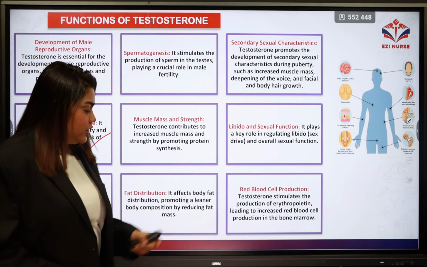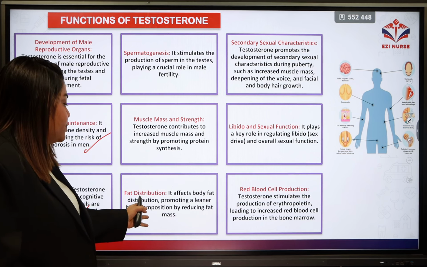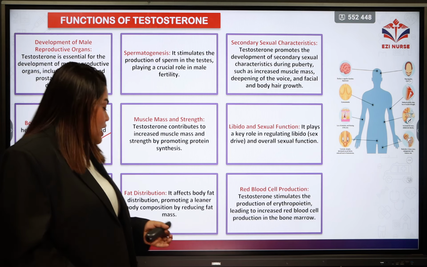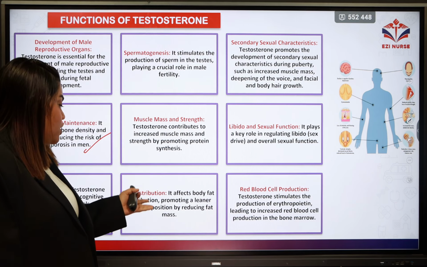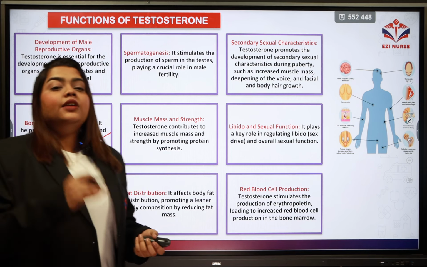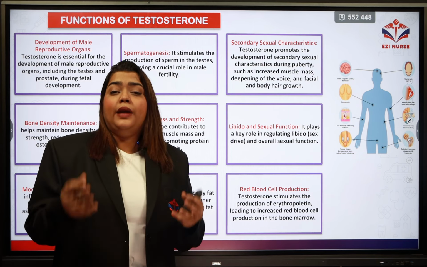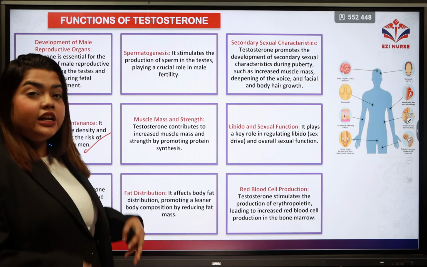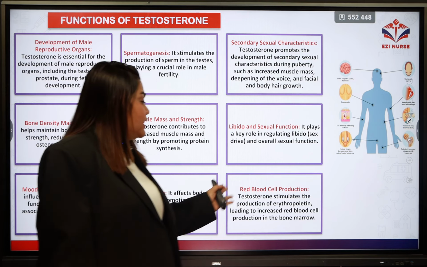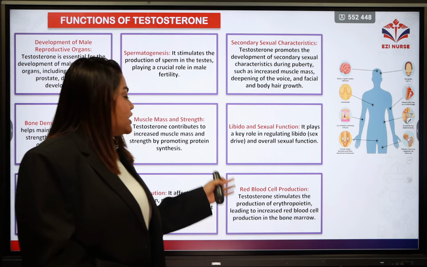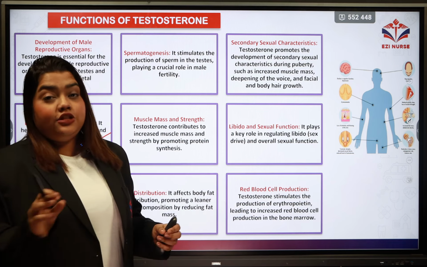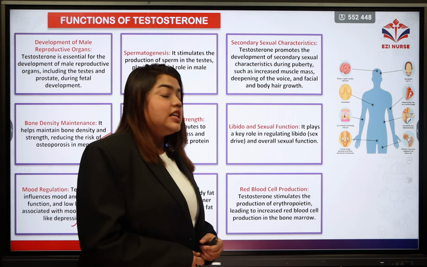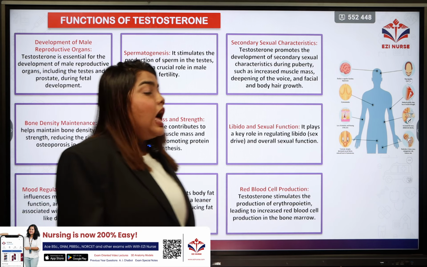Then fat distribution. It affects body fat distribution, where in the body and how much fat should be there, and promotes a leaner body composition by reducing fat mass. If the testosterone level is high in a male, that person will have less fat, a leaner body. Then red blood cell production. Testosterone stimulates the production of erythropoietin, the important protein which leads to increased red blood cell production in the bone marrow.